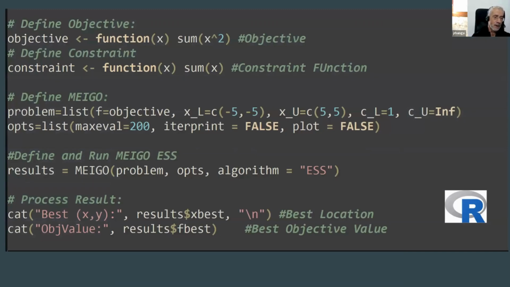And in R, you can see another simple example here. You also have to define, obviously, the same components, the objective function, the constraints, and then you call the solver indicating which one of the meta-heuristics, in this case, enhanced scatter search, ESS, you want to use.